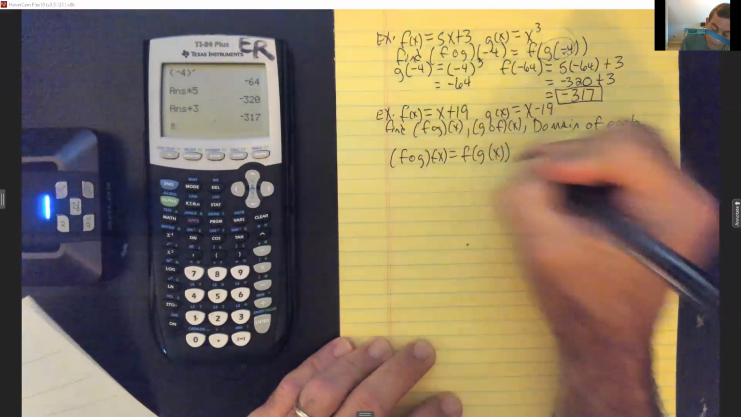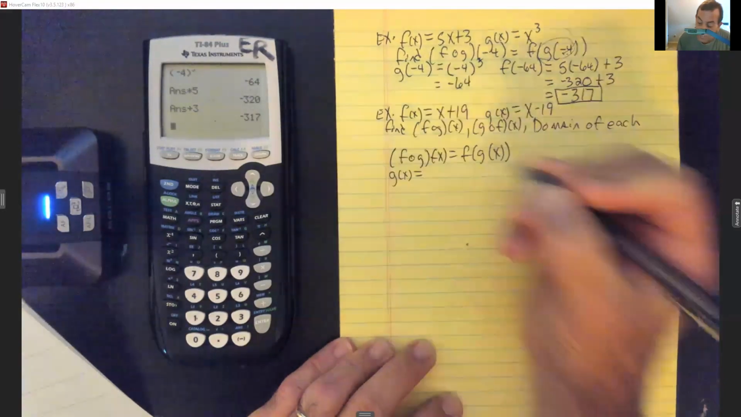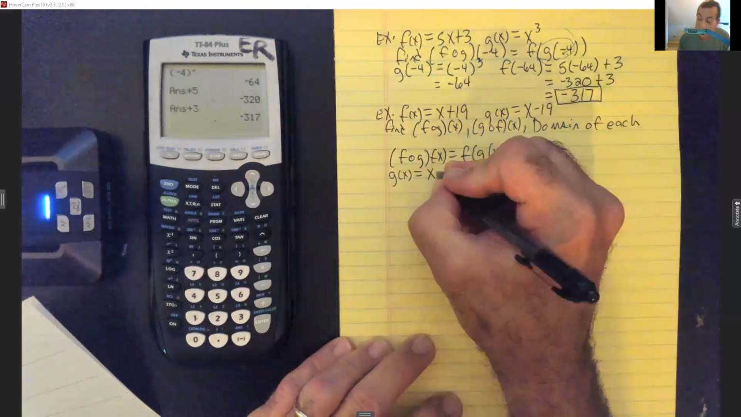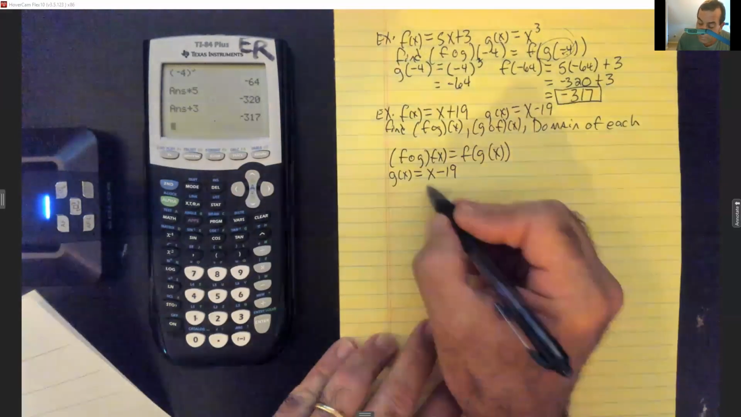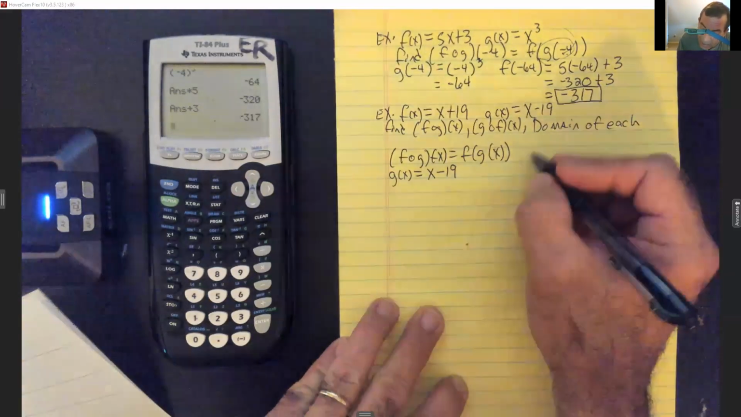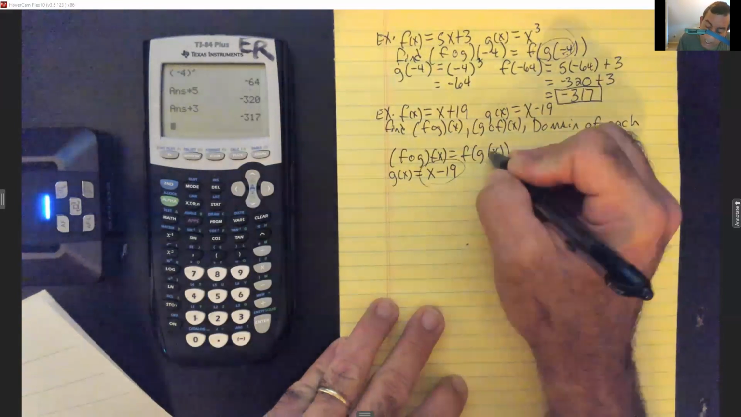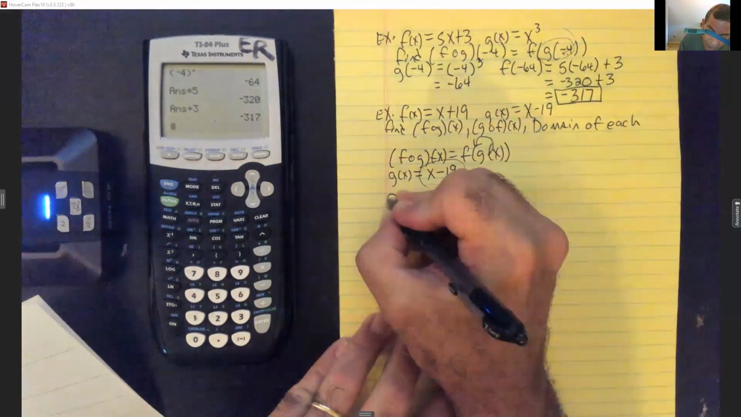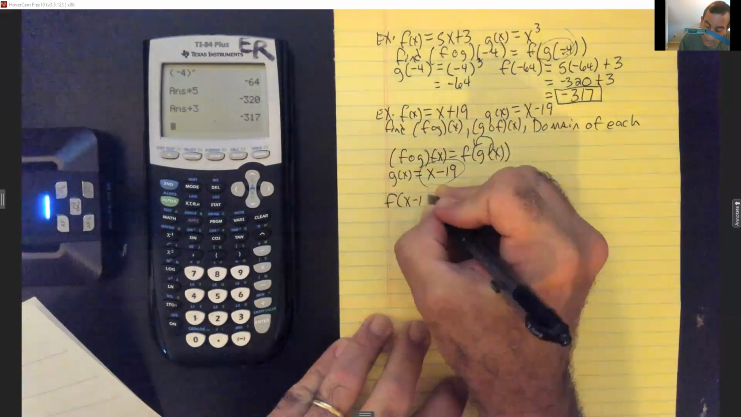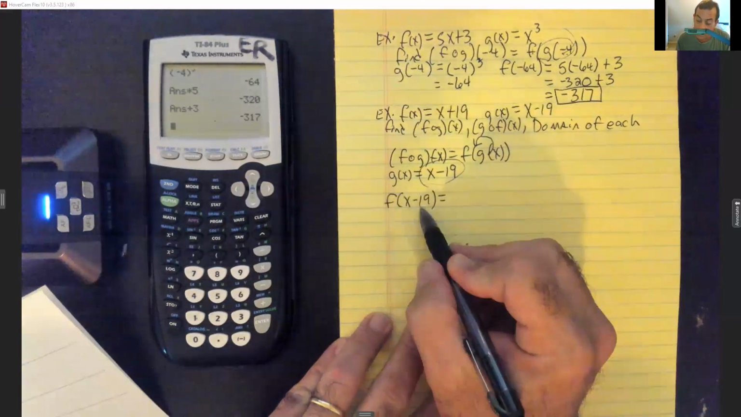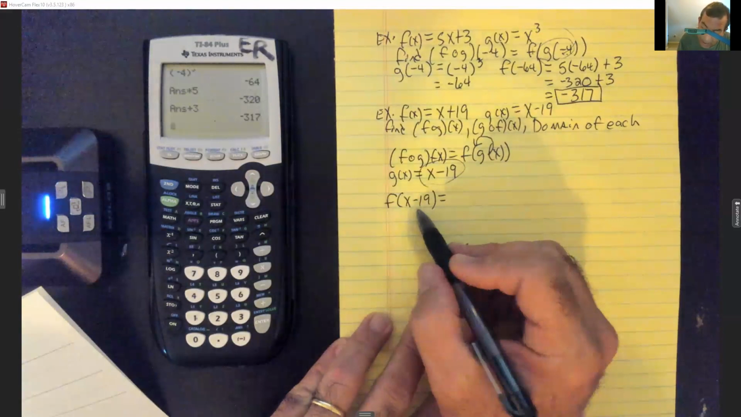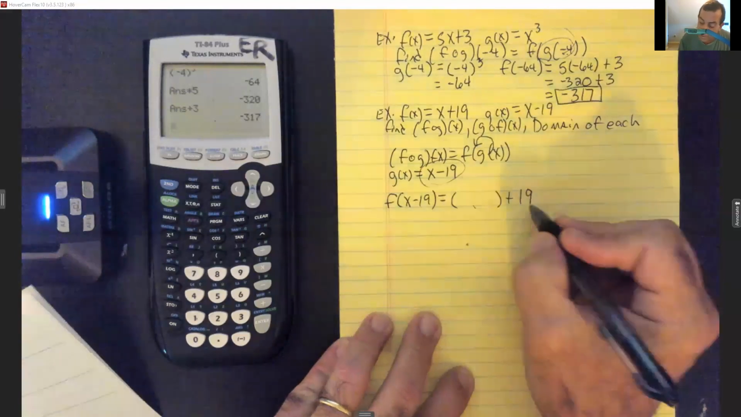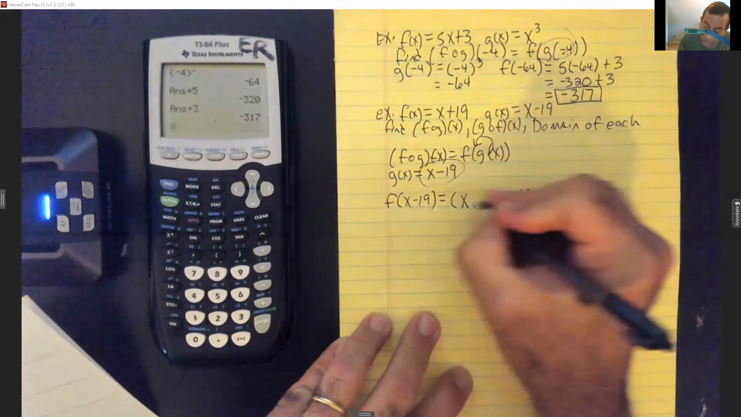So the first thing I do is I find my g of x, but notice they're not giving me a number to put in this time. So g of x equals x minus 19. Since I can't simplify this, x minus 19 is g of x, and that whole thing will go into the f of x, which means I'm going to be finding f of x minus 19, since that's what my g of x is. So f was x plus 19. Remember, in place of the x, so there's my x plus 19. In place of the x, I put x minus 19.